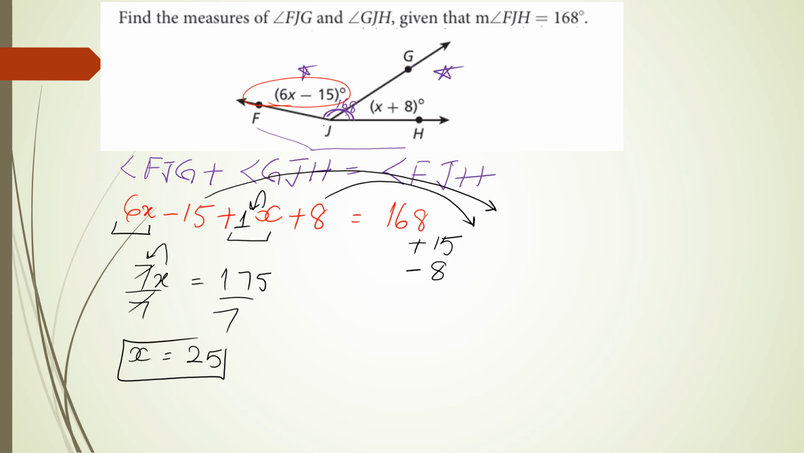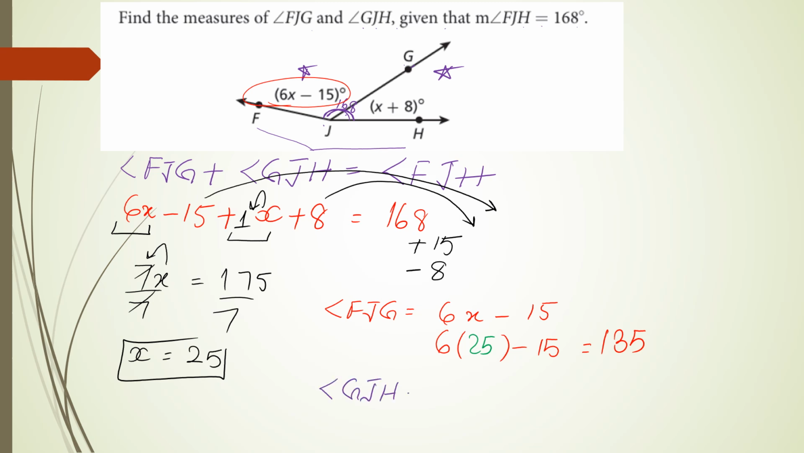Now you have to find the measurement of the angles one by one. So angle FJG equals 6x minus 15. Replace the x by the number you got, which is 25. Write this in the calculator: 6 times 25 minus 15, we get 135. Now find the measurement of the other angle, angle GJH, which equals x plus 8. So x is 25 plus 8, which gives you 33.